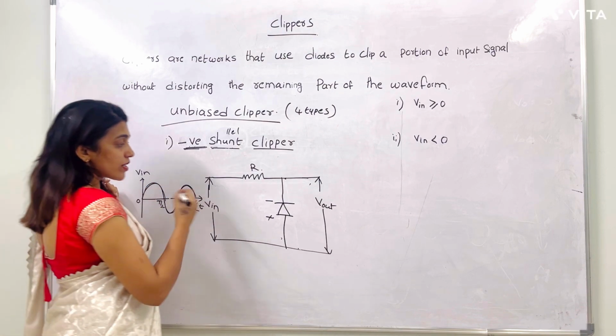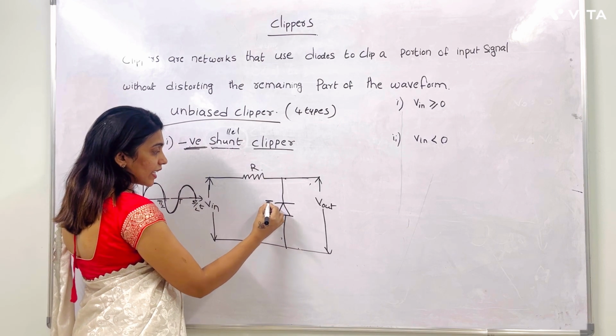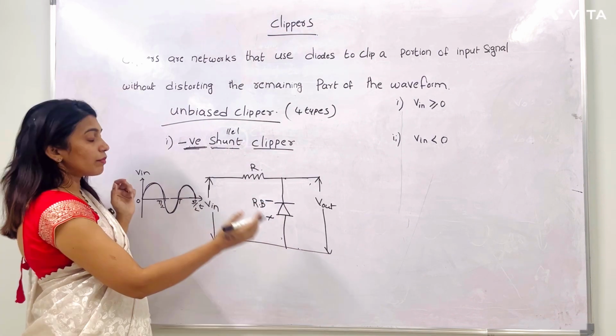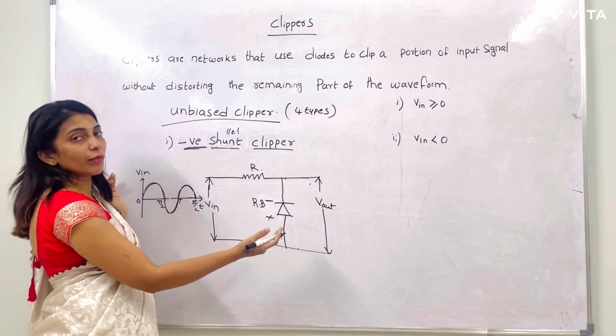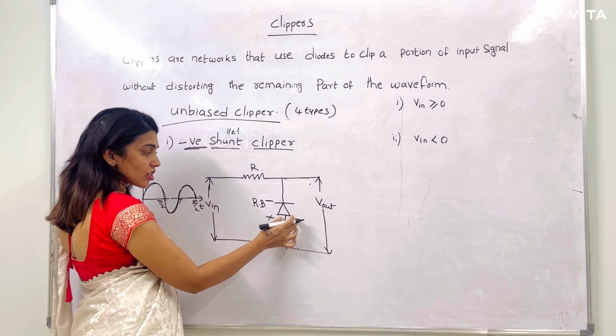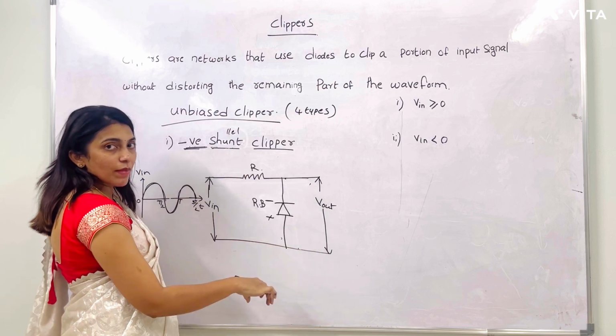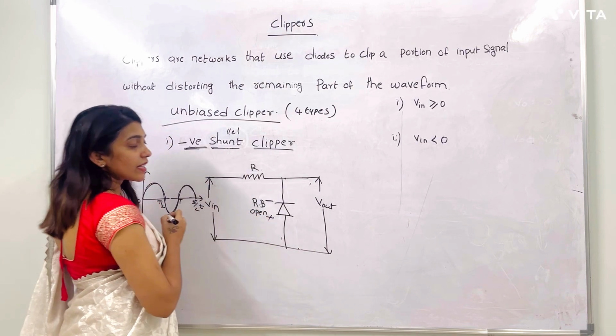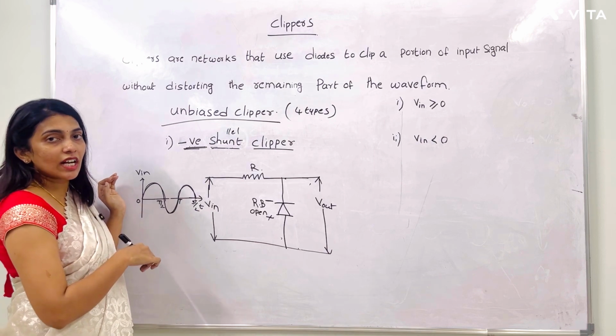Positive signal is given to the diode's negative terminal. Obviously, it is going to be a reverse bias condition. Positive signal is given to the negative terminal of the diode, so in this situation the diode is in reverse bias condition. Reverse bias means it acts like an open switch.